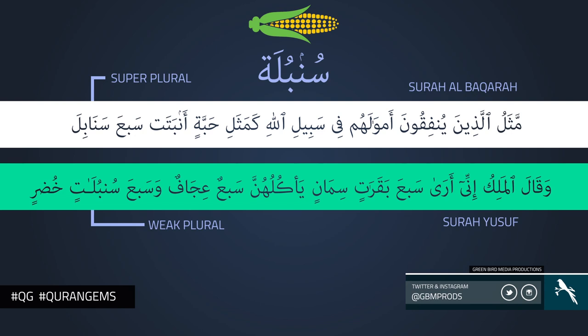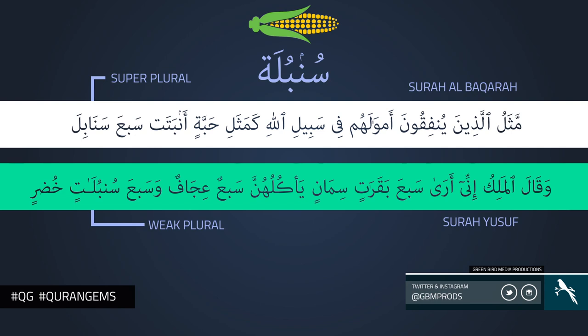What's crazier is in Baqarah, Allah is talking about seven of them. سَبْعَ سَنَابِلَ, seven of them. And in Surah Yusuf, Allah is also talking about seven of them. سَبْعَ سُنْبُلَاتٍ خُضْرٍ. Seven of them both times. So the number is equal. This is seven and that is seven. Then how come one is more powerful and one is weaker?